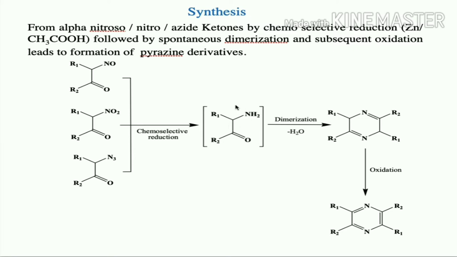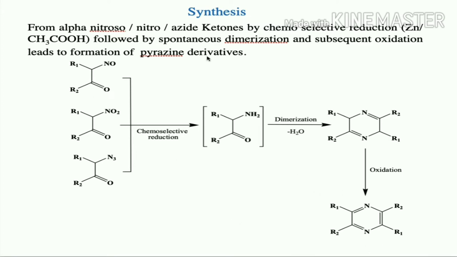So once this alpha amino ketone is formed, it is spontaneously going to react with one more molecule of alpha amino ketone. That step is called dimerization, where there will be loss of a water molecule. So it is going to form a dihydro derivative. This dihydro derivative of pyrazine upon oxidation, air oxidation is possible, will undergo air oxidation to give the pyrazine derivative.